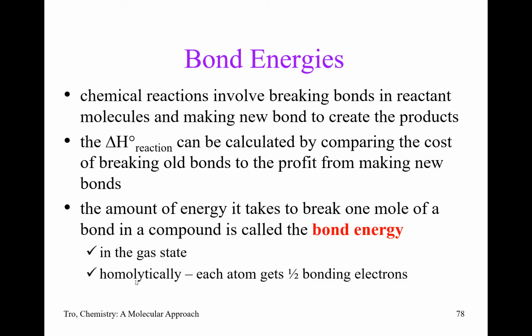Homolytically versus heterolytically refers to how you're breaking the bond apart. Heterolytically means uneven. So the 2 electrons go with one atom from the bond and the other doesn't get any. Homolytically would be when 1 electron from the bond goes with each atom.